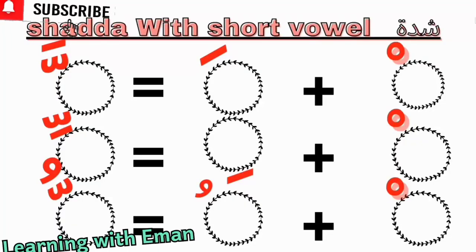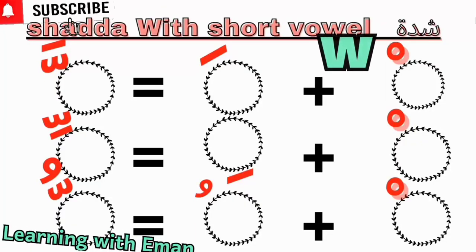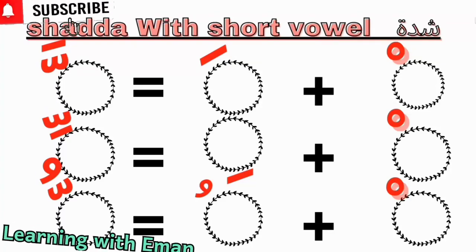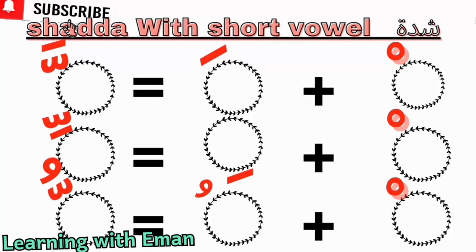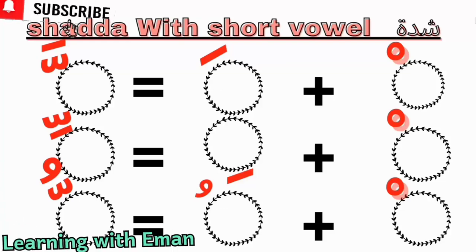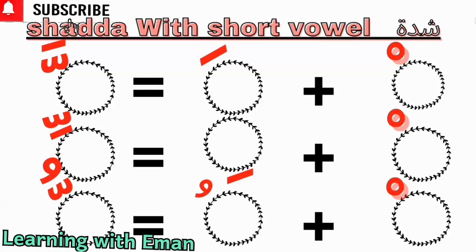The shaddah is written as a small W shape above the letter. The first consonant has a sukoon on it, and the second one is followed by a vowel. If the second letter is followed by a short vowel, the mark for that vowel is written directly above or below the shaddah. So the kasrah should be written immediately below the shaddah, not below the letter.